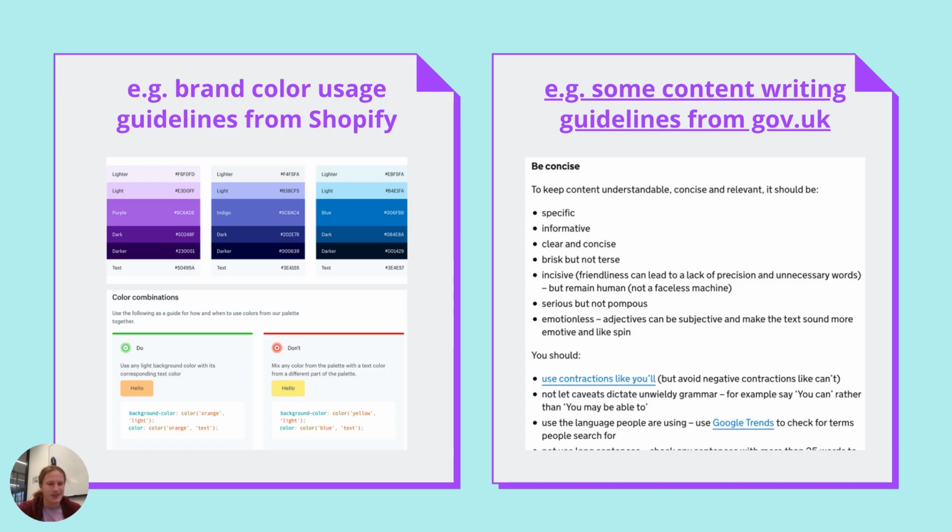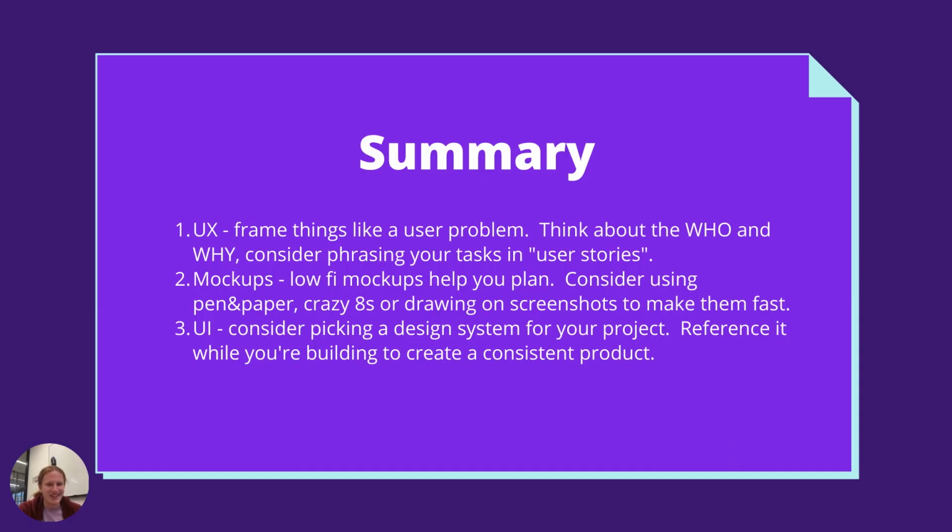So yeah, I suppose that is my whirlwind tour of design systems. So in summary today, what we've done is a basic tour of UX, and this is in the order that I think is helpful for you to give it a shot. One, UX, how do we frame the problem? Thinking about who, thinking about why, and then the action item of considering using user stories instead of engineering requirements to frame your tasks. Two, mockups, low-fi mockups as a way to help you plan. Consider using pen and paper, using Crazy Eights, or just drawing on some screenshots to create these mockups really quickly and give yourself a plan before you're making your application.